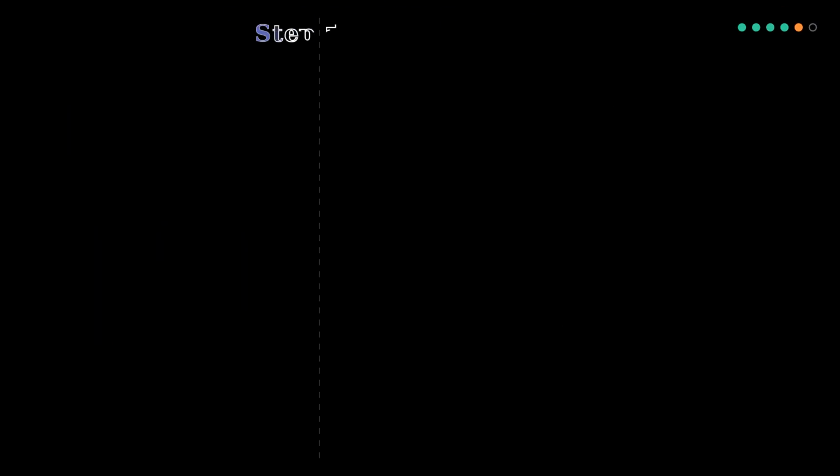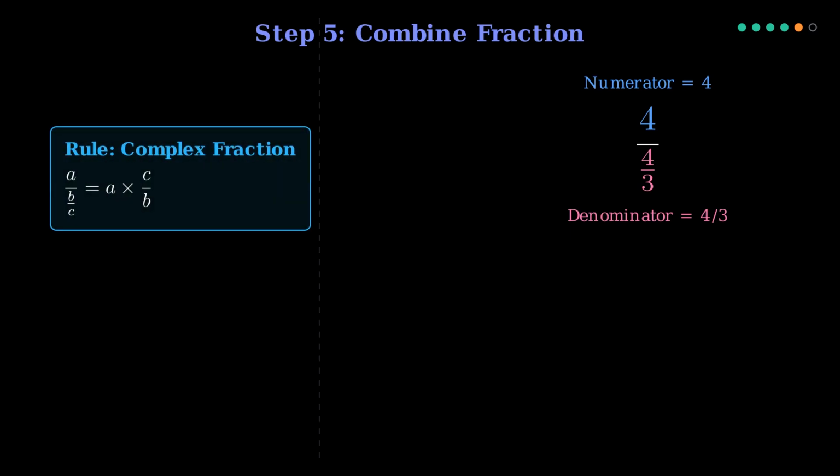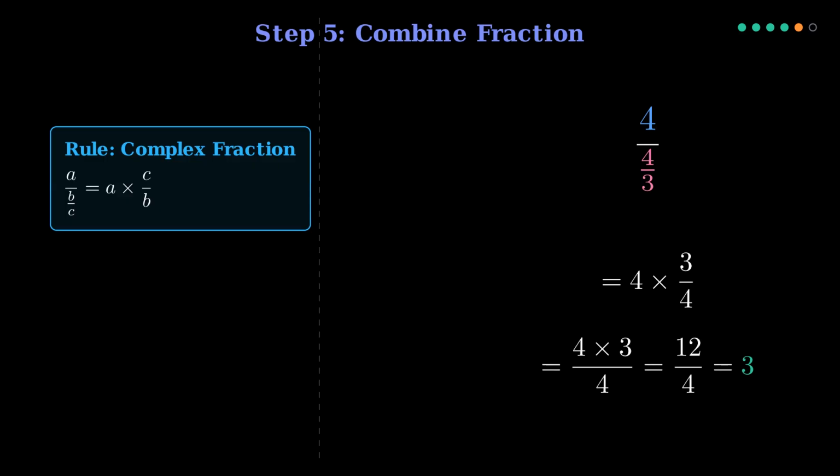Step 5. Divide numerator by denominator. We have 4 divided by 4/3. Dividing by a fraction means multiplying by its reciprocal. So 4 becomes 4 times 3 over 4. The 4's cancel out, leaving us with just 3. Beautiful. The big fraction equals 3.